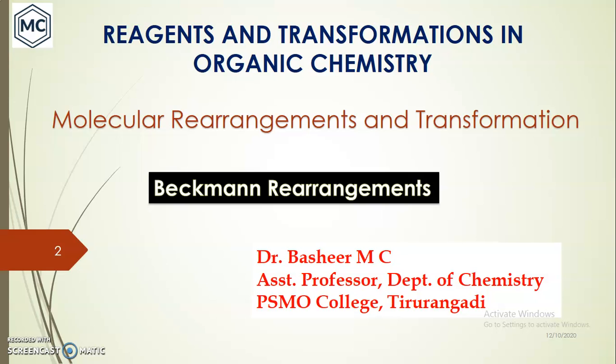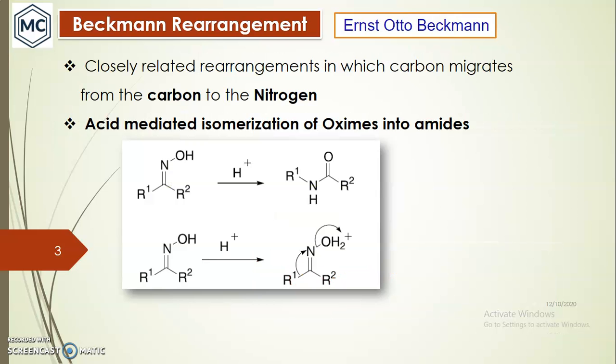And today I'm going to discuss with you Beckmann rearrangement from the topic molecular rearrangement transformation. Beckmann rearrangement is named after Ernst Otto Beckmann, and it is a closely related rearrangement in which the carbon migrates from the carbon to the nitrogen, the electron deficient nitrogen. And it is an acid mediated isomerization of oxime to amides, and it is shown here.